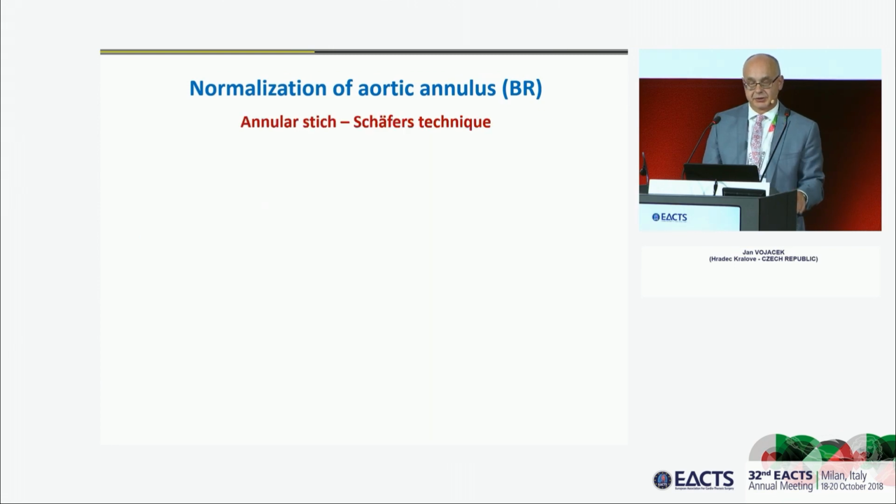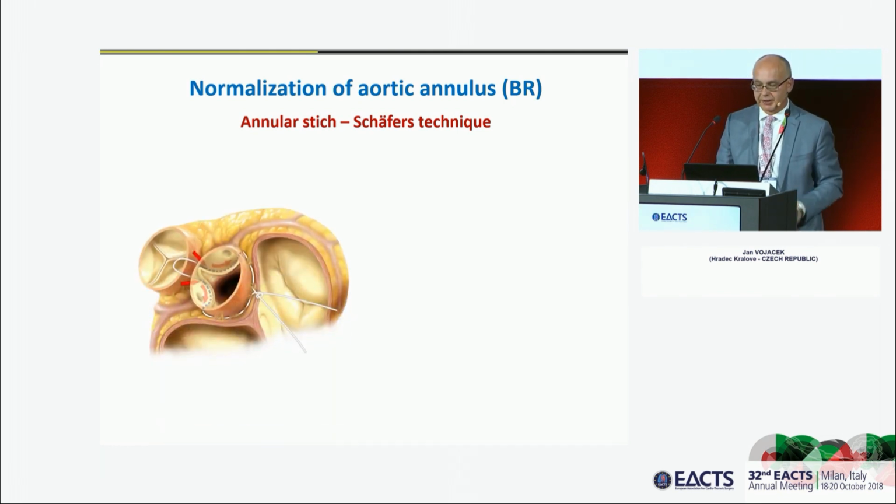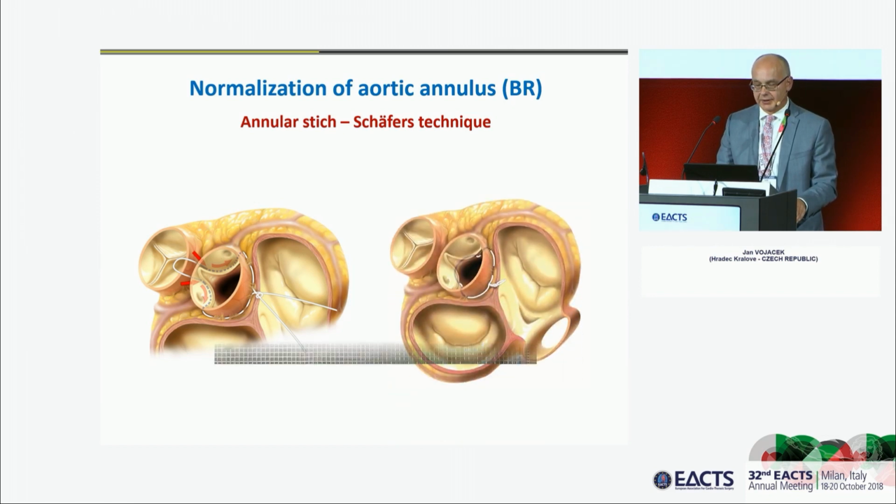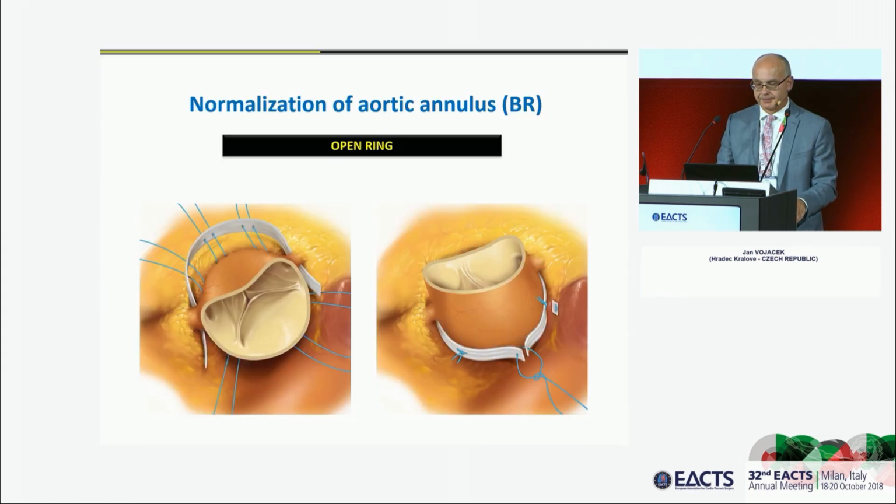But there are 2 good techniques to stabilize the annulus, and they will be mentioned during the second talk, so I will just briefly mention this annular stitch, which was proposed by Professor Schäfers. And the other option is the so-called open ring, which is basically a strip of Dacron placed around the annulus at the level of the basal ring, using exactly the same technique as for the placement of the coronary ring. So you put these six sutures and you have to dissect the root, but without detaching the coronary buttons, and this is the way we can stabilize the aortic annulus.